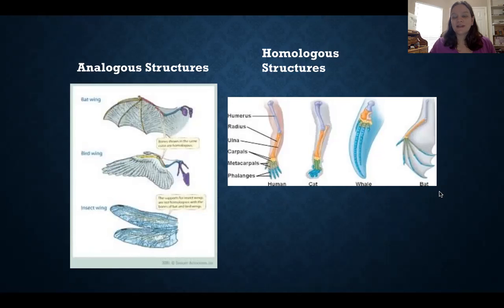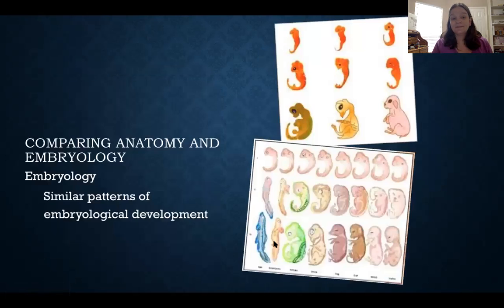So we have that similarity, but we use all of these for different things, right? So we use our arms for lifting and grabbing things, whereas a whale is going to use its fin just to push through the water and maintain balance, and a bat's going to use its wings to fly. So same structure, but very different functions. Analogous, similar function, but they can have different structure to them.